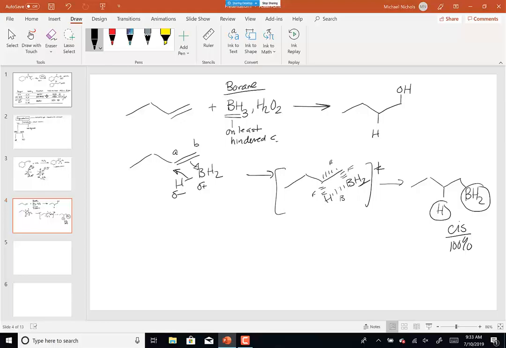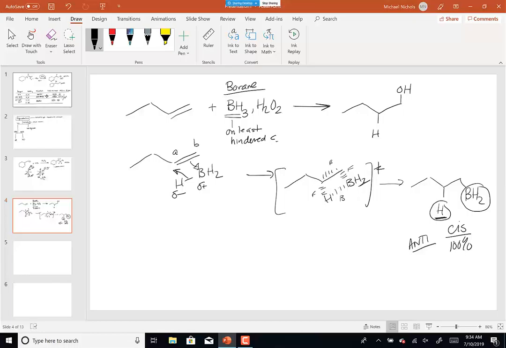And if I take a step back here, which carbon did the hydrogen add to? It added to carbon A, which is the carbon with the least number of hydrogens. And so therefore, that's setting this reaction up to be anti-Markovnikov. So this reaction could become anti-Markovnikov and add the hydrogen and the other group 100% cis.